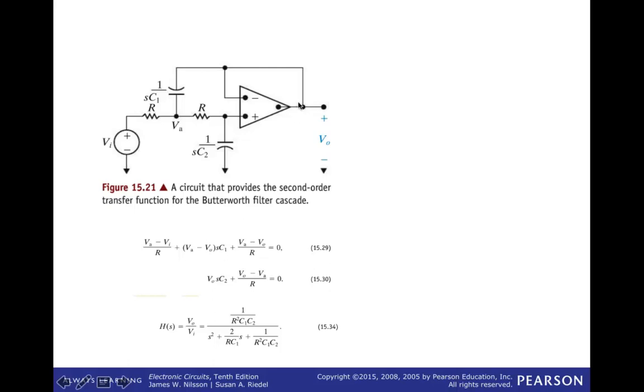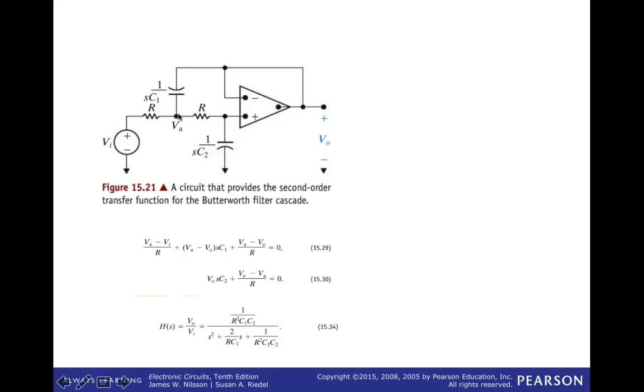One of the node equations is taken here at V out, so we have the term V out minus Vn over R, and then we have VA minus V out. Their inverting and non-inverting inputs are referred to as VA, since they're equal. So there's a node equation done here, and I totally said that wrong. This is actually VA right here.